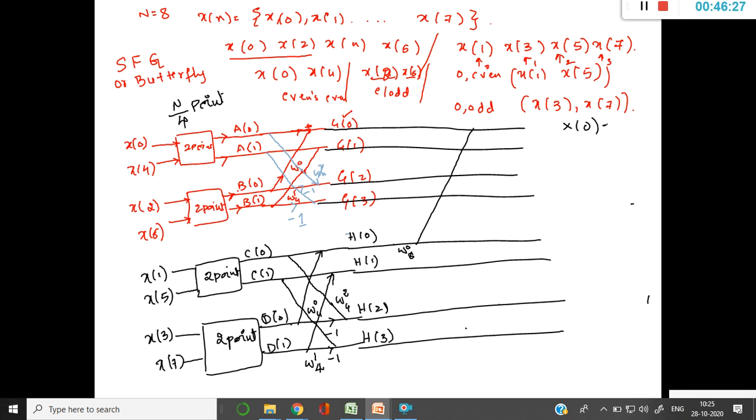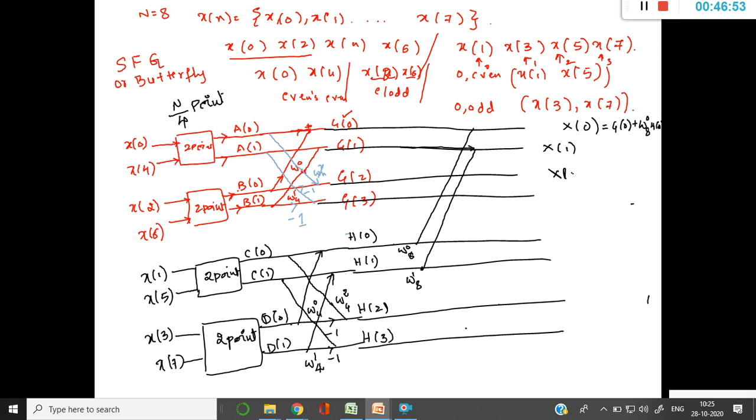W8 to the power of 0. X of 0 is what? G of 0 plus W8 to the power of 0 into H of 0. Fine. X of 0 is the first value. The next, X of 1, is calculated: H of 1 multiplied by W8 to the power of 1, and then added with this value, that is G of 1.